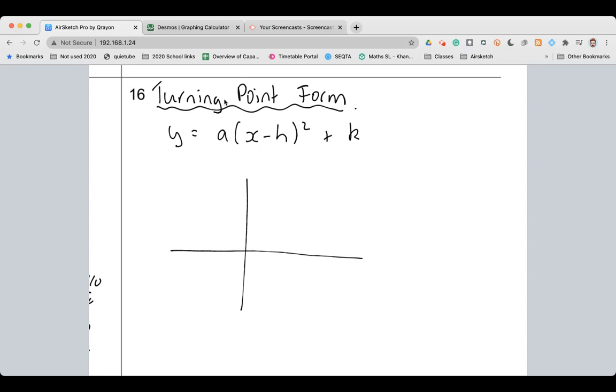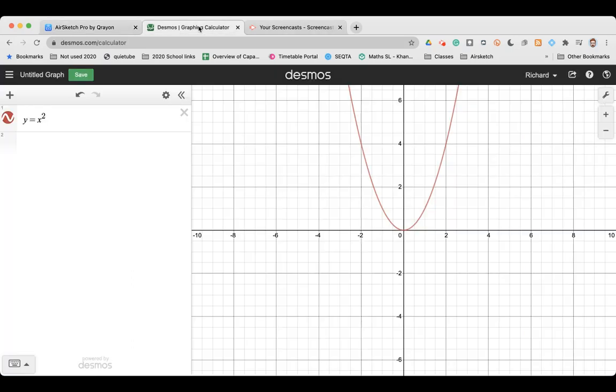So I wanted to show you why it's useful to have it in this thing called turning point form. If I have a quick look at Desmos here, I've got the basic quadratic function graph, which is a shape called a parabola, like so. It goes down, hits 0, and then goes up again. It's symmetrical because as I square a negative number, I get a positive number. And of course, if I square the same number but it's positive, I'll get the same output as well.